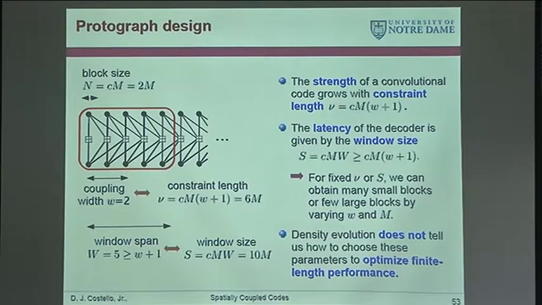Again, these are questions that density evolution asymptotic analysis cannot answer. Because in the asymptotic analysis, all these things have to go to infinity in order to get your results. So you can't compare the different values.